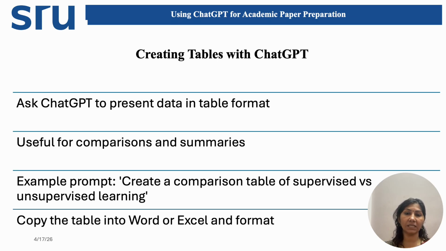ChatGPT can generate tables for comparison and summaries. It is useful for literature review and data presentation. You can easily copy the generated table into Word or Excel, then format it according to your requirement also. You can ask to present the data in a tabulated form, or use it to compare a few tables, and you can ask it to summarize also.